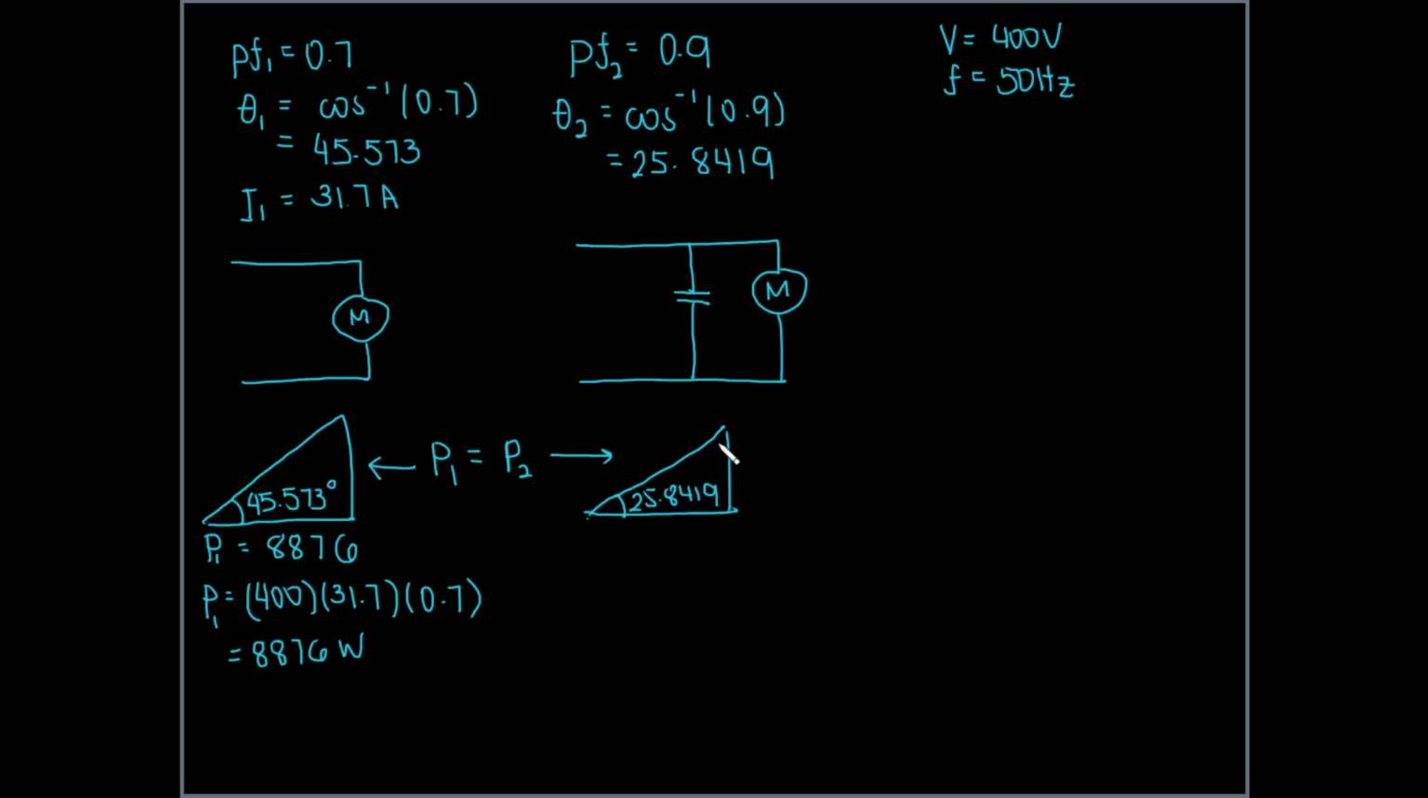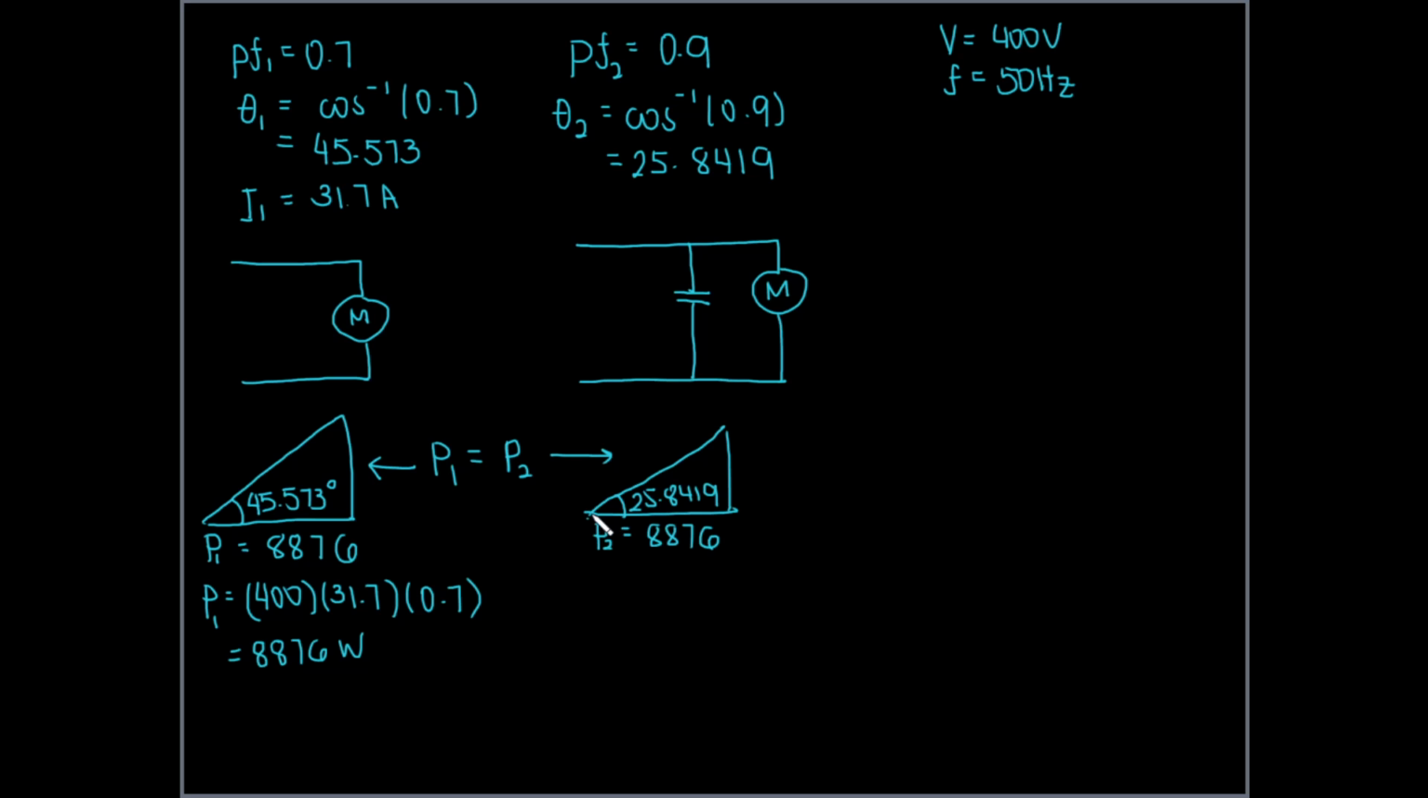We've just added a capacitor. No change in real power. So I will copy the value of P here. There, it's also 8876. They look the same. Their bases are equal. Now, if this is going to happen, you have equal base, but you have different angle.